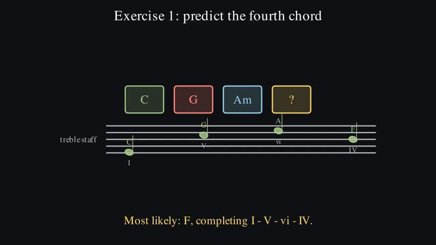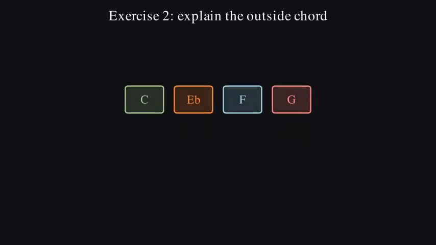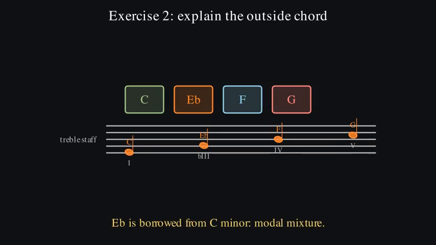Exercise 2. Suppose the progression is C, E flat, F, G. E flat is not diatonic to C major, but it can be borrowed from C minor, where E flat is the flat third. In Roman numerals, that is flat 3. This is modal mixture. The borrowed chord adds color while the progression still returns to the dominant and tonic world of C.